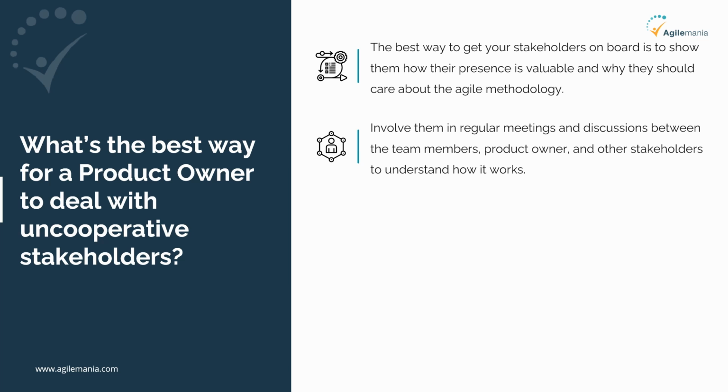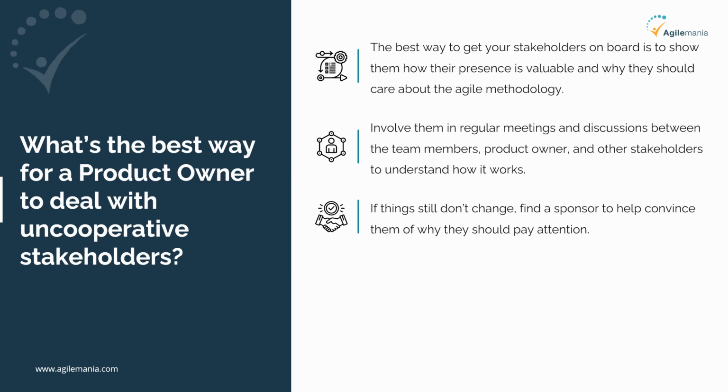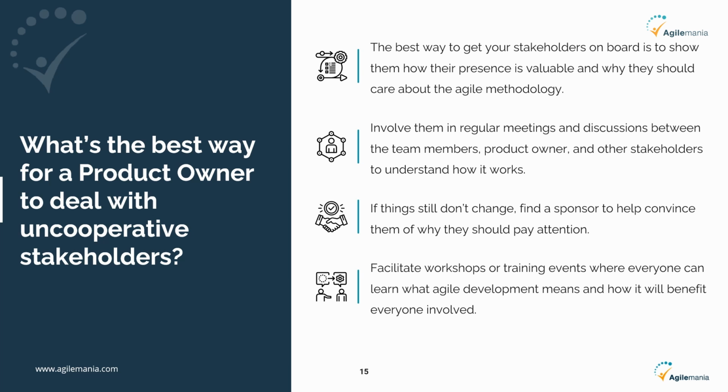Involve them in regular meetings and discussions between the team members, product owner, and other stakeholders to understand how it works. If things still don't change, find a sponsor to help convince them of why they should pay attention. Facilitate workshops or training events where everyone can learn what Agile development means and how it will benefit everyone involved.